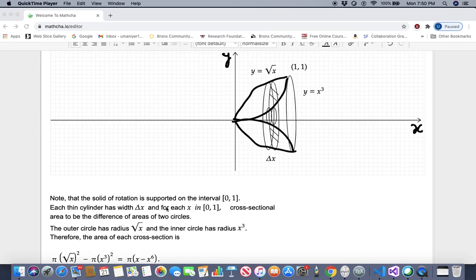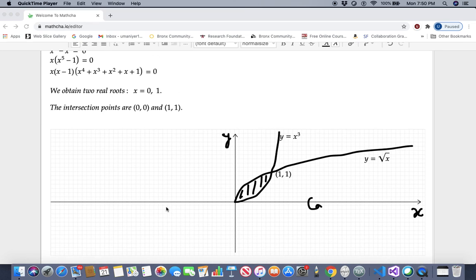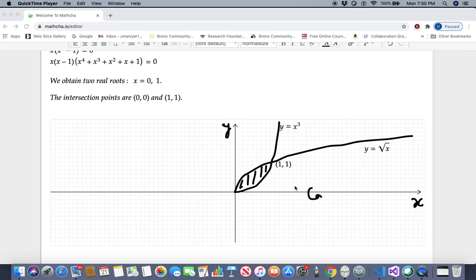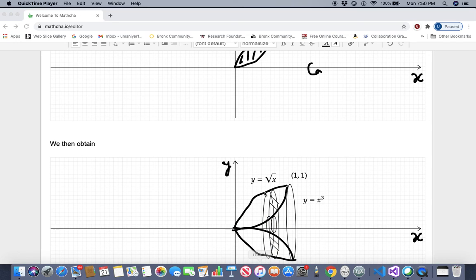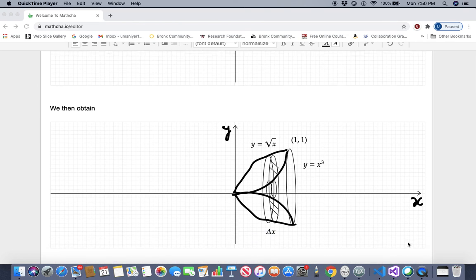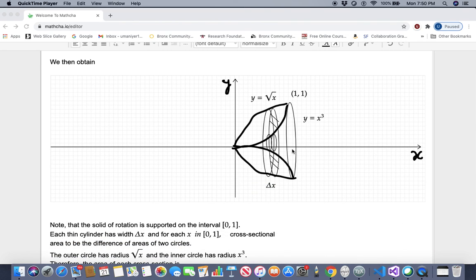Okay, so that was example 5. So notice, first step is to find intersection points. When you rotate about the x-axis, you're going to get cross sections which are vertical, and you're going to take integration over the x-axis. So 0 to 1, dx, and cross-sectional area.